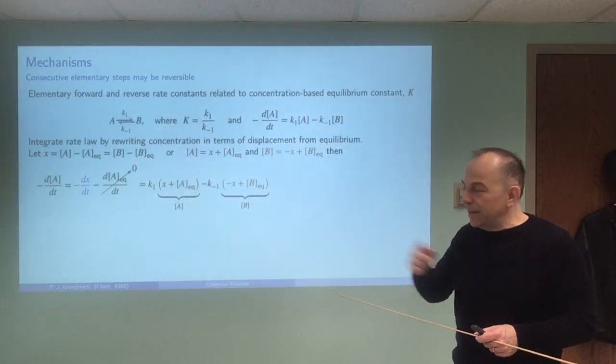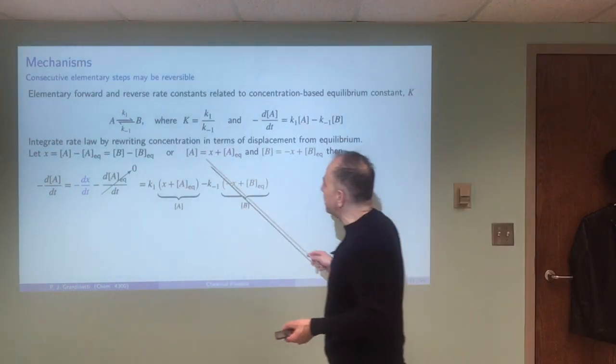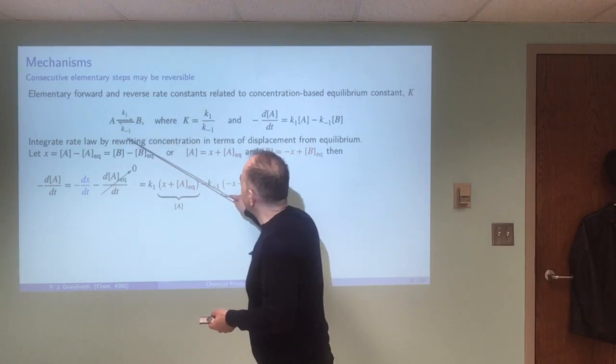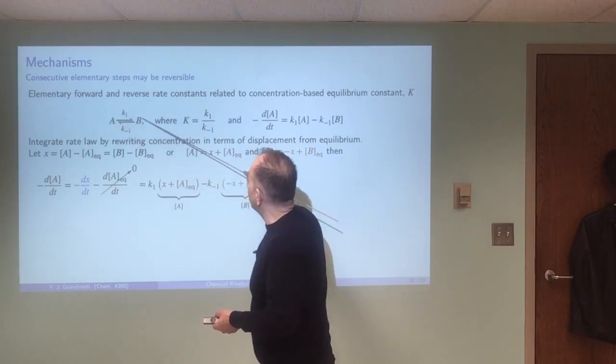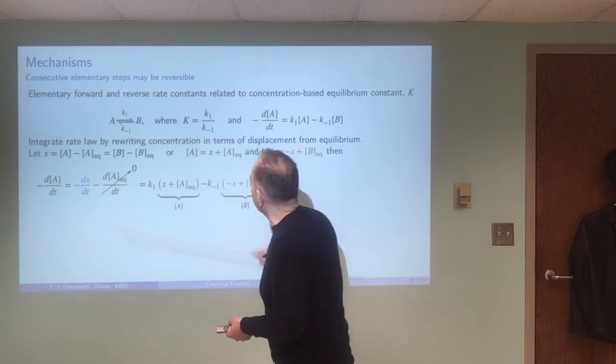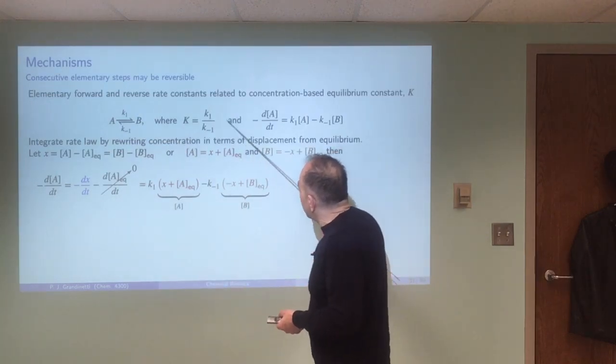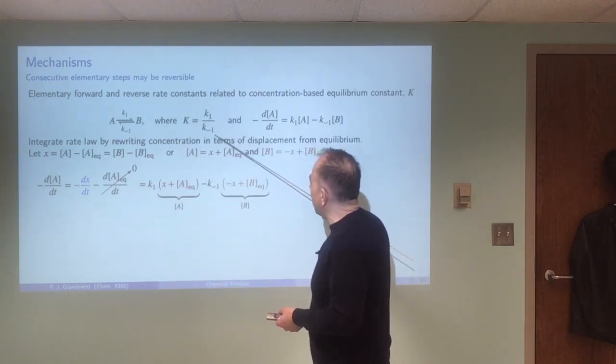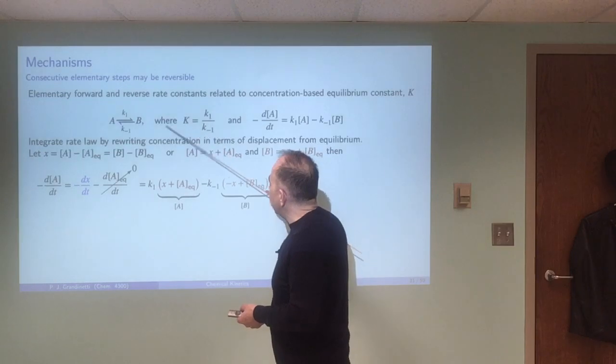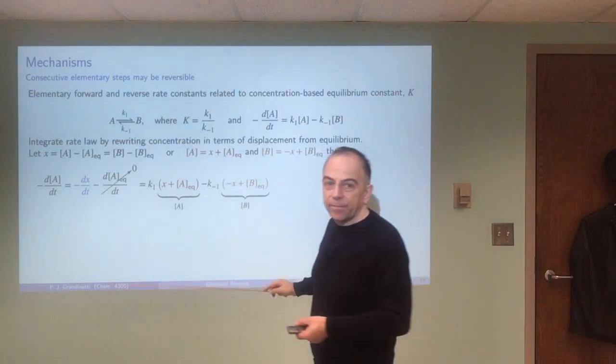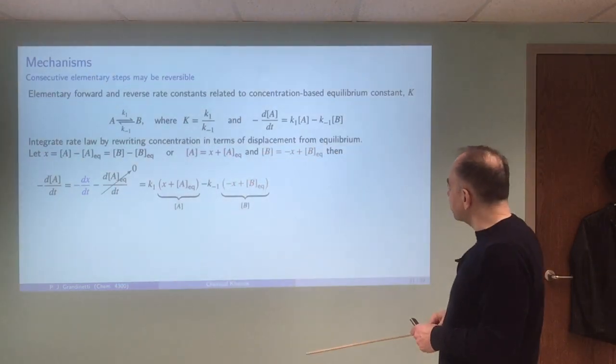A going to B, B going to A, and there's a rate constant for each one of those steps. So K1 is for A going to B, K minus 1 is for B going to A. And the ratio of those rate constants actually make what's called the equilibrium constant for this reaction.